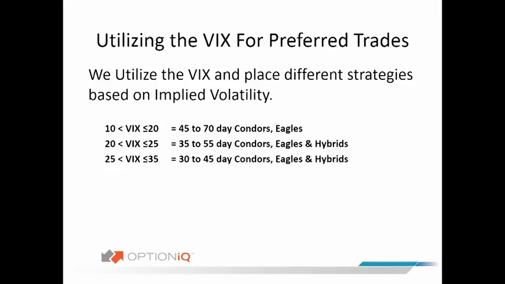The next one is if the VIX is greater than 25 but less than or equal to 35, we're going to drop the time frame down even more, 30 to 45 days, and this is where we're going to do iron condors, eagles, and hybrids as well. And then lastly, if the VIX is ever greater than 35, we're going to recommend that you do not set any new trades until the volatility settles.